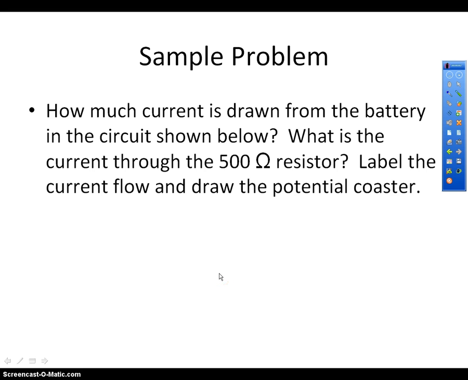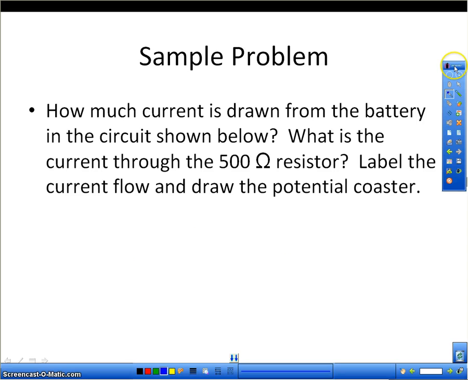Okay, which leads me to my next problem. How much current is drawn from a battery in the circuit that's shown below? You have the circuit, I don't, so I'm going to draw it real quick. It's a 12 volt battery, a 400 ohm resistor that is in series to a 500 ohm and a 700 ohm that are in parallel with each other.